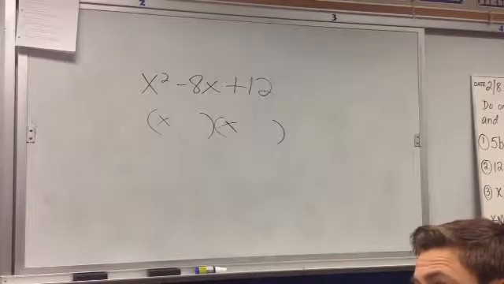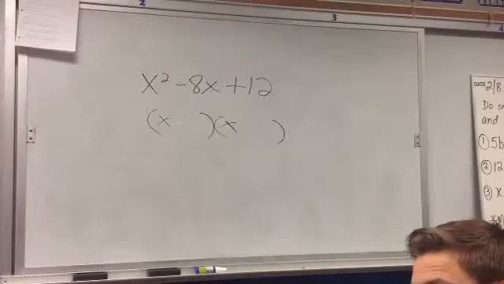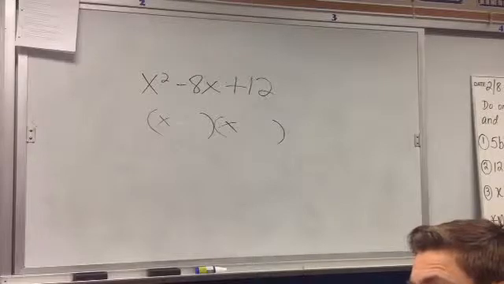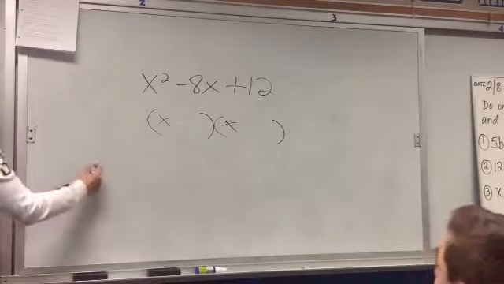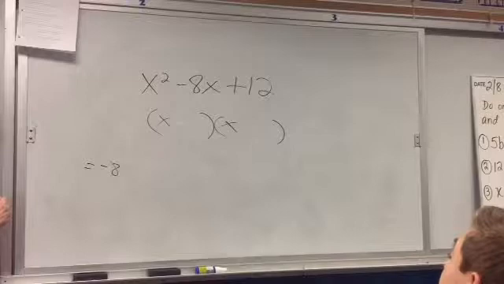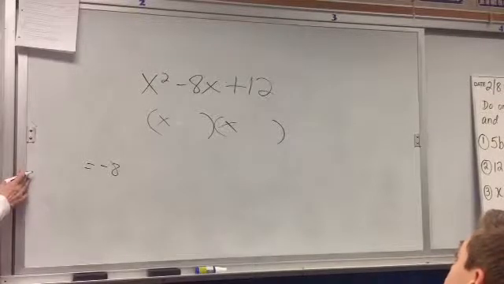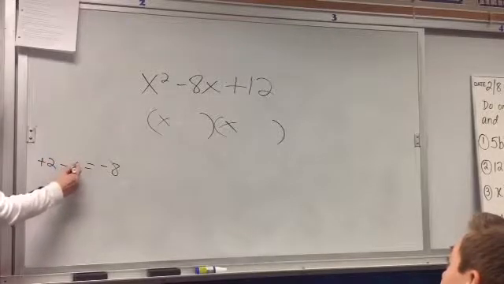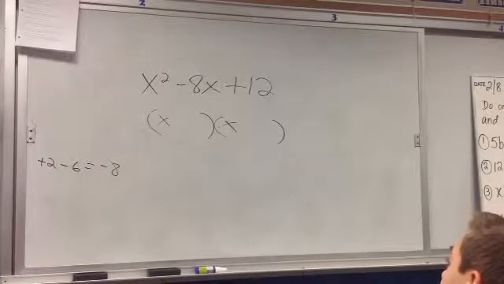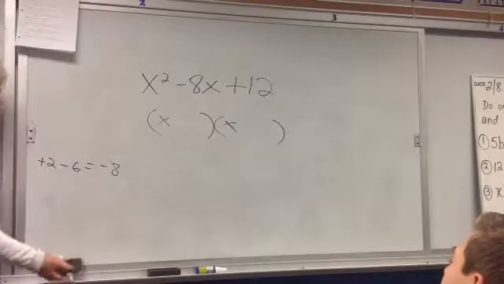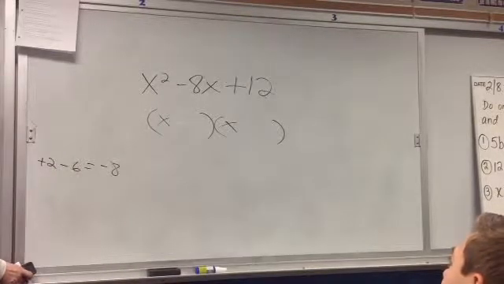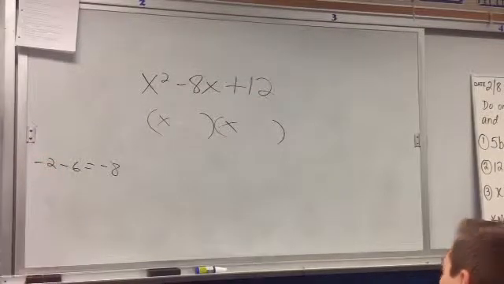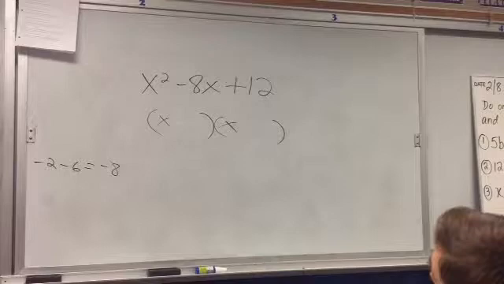There's a kid that didn't want to put the signs on the side, and he got the wrong answer. How does -2 and 6 get -8? We're trying to get -8. How do we get it? Possible 2 and -6. Positive 2 and -6 is -8? No. I don't think so. What is it? Negative 2 and -6 is the only way to get -8.